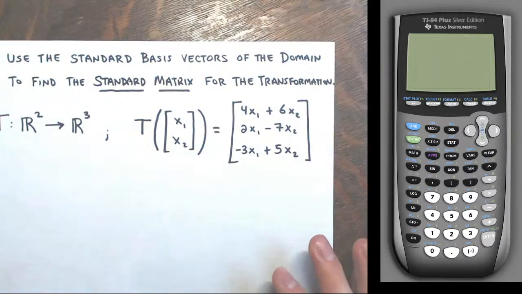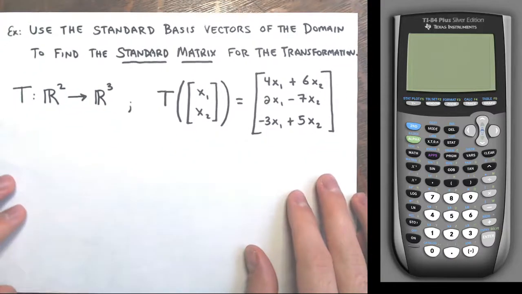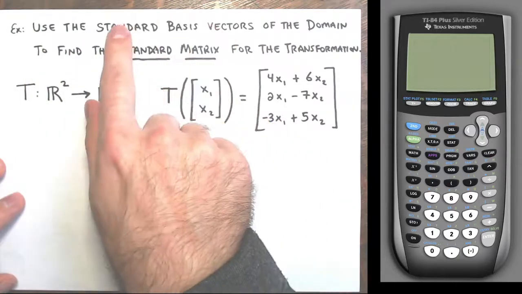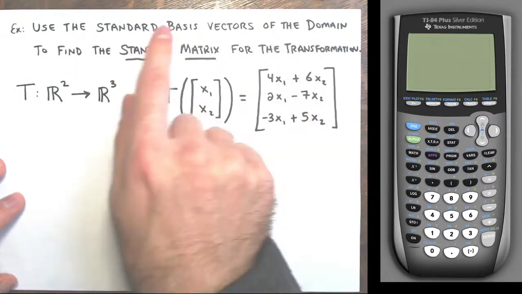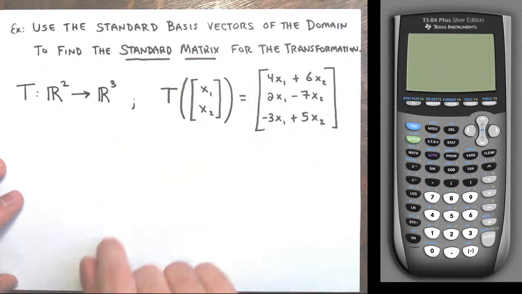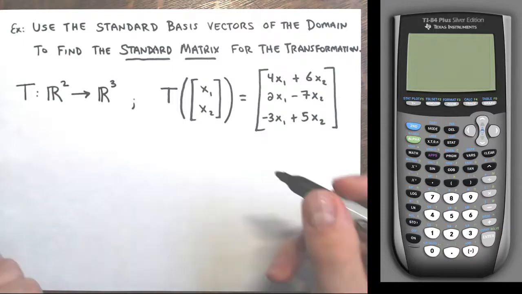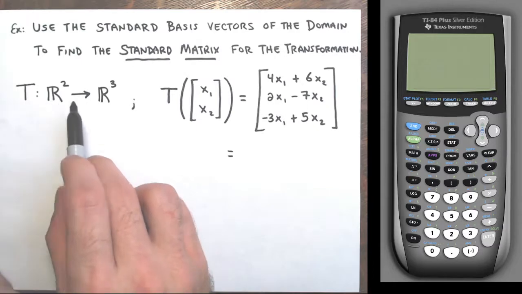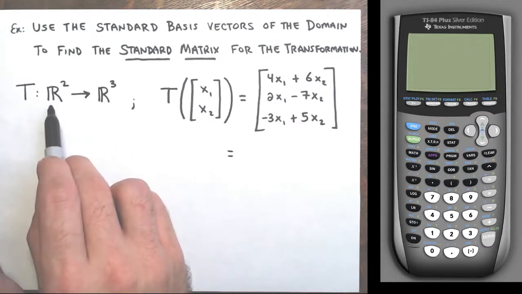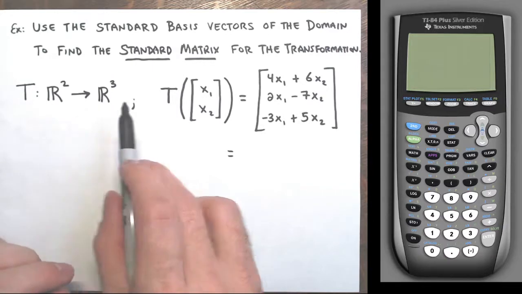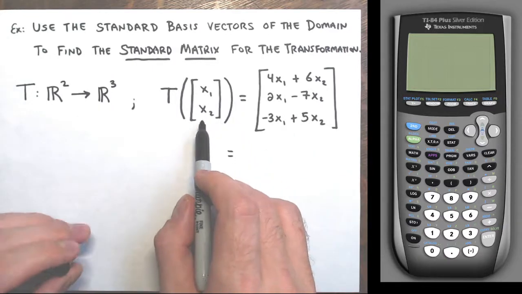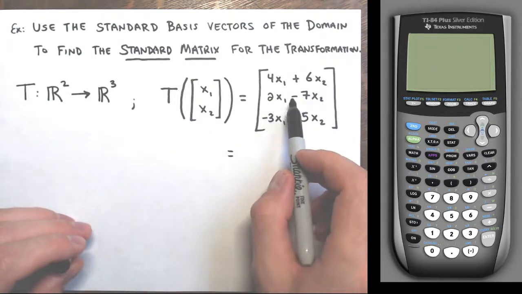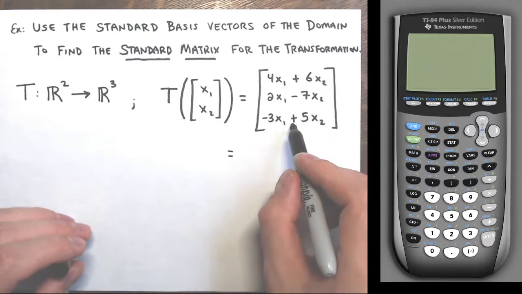All right, for the rest of the video, I only have a few examples. The instructions are: use the standard basis vectors of the domain to find the standard matrix for this transformation. I did this in a previous video. It's a transformation from R2 to R3, so my inputs are vectors with 2 components and outputs are vectors with 3 components. Here's the rule: input x1, x2, output 4x1 plus 6x2 for the first component, 2x1 minus 7x2 for the second, and negative 3x1 plus 5x2 for the third.